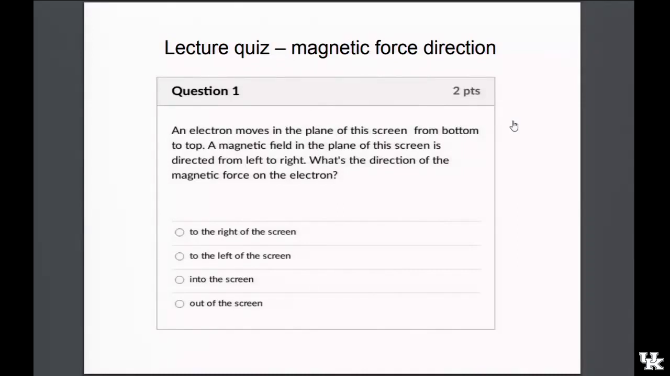That would be the force on a proton, positive charge. This is an electron, negative charge. So the force on this electron is out of the screen. So out of the screen is the correct answer.